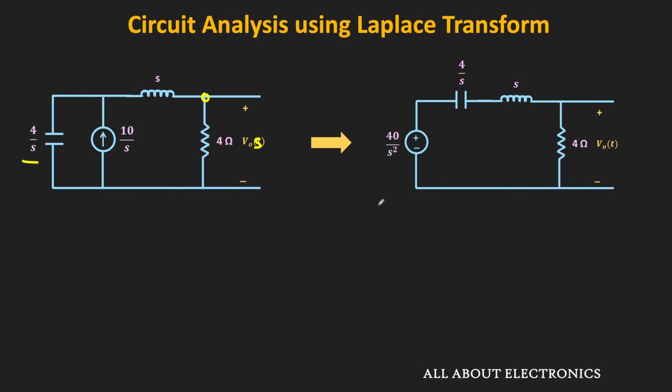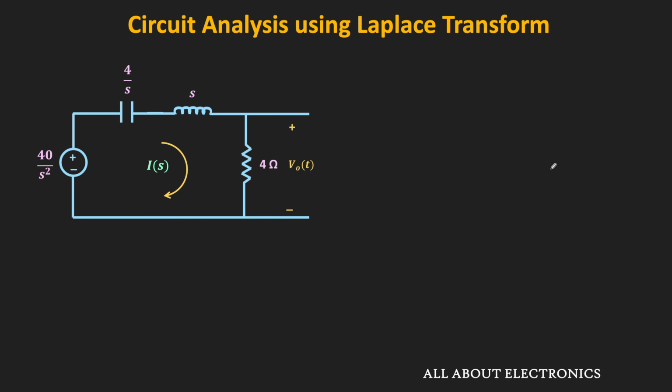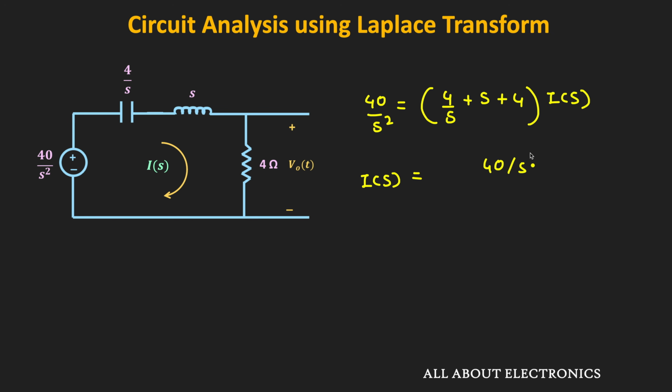And now, by applying the KVL equation in this loop, we can easily find this output voltage. So let's say the current in the loop is equal to I of S. Applying the KVL in the loop, we can say that this 40 divided by S square is equal to 4 by S plus 4 times the current I of S. Or we can say that this current I of S is equal to 40 divided by S square, divided by 4 by S plus 4.